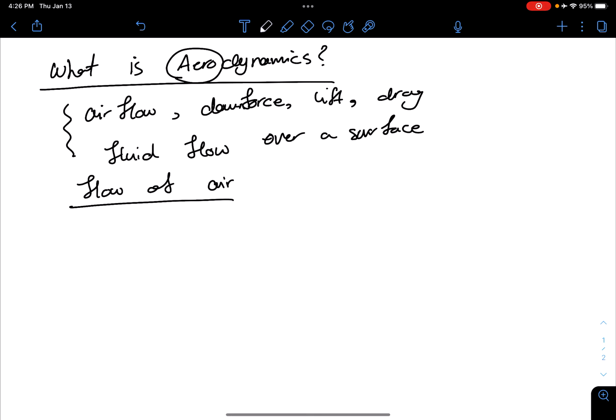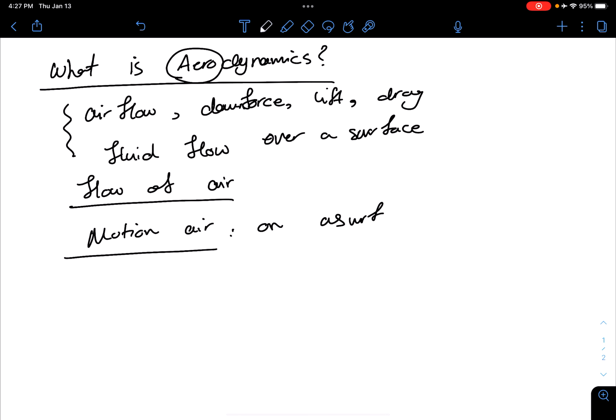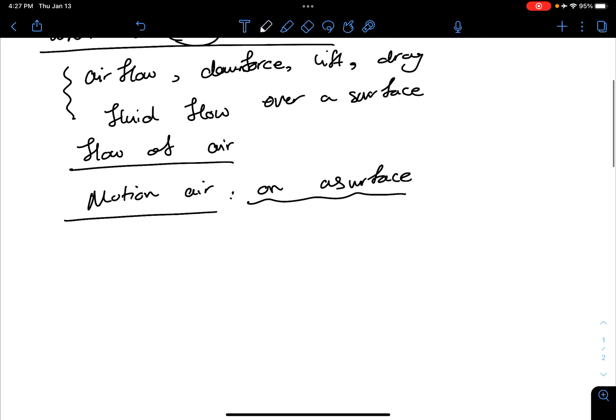In aerodynamics, we are talking about the dynamics of air flow, right? So we want to characterize, we want to understand the motion of air, specifically on a surface, right? So it is not just a random motion of air in the atmosphere. It is the motion of air on a surface and how it interacts with that surface.